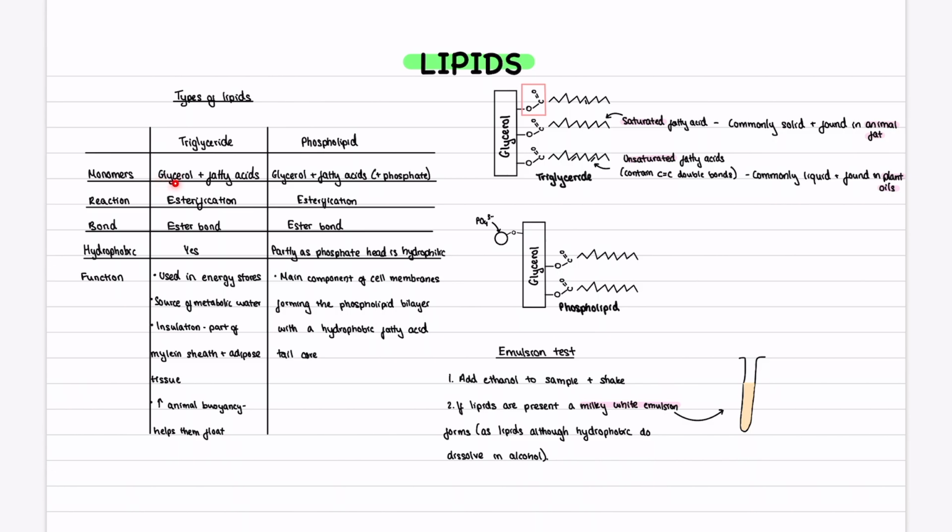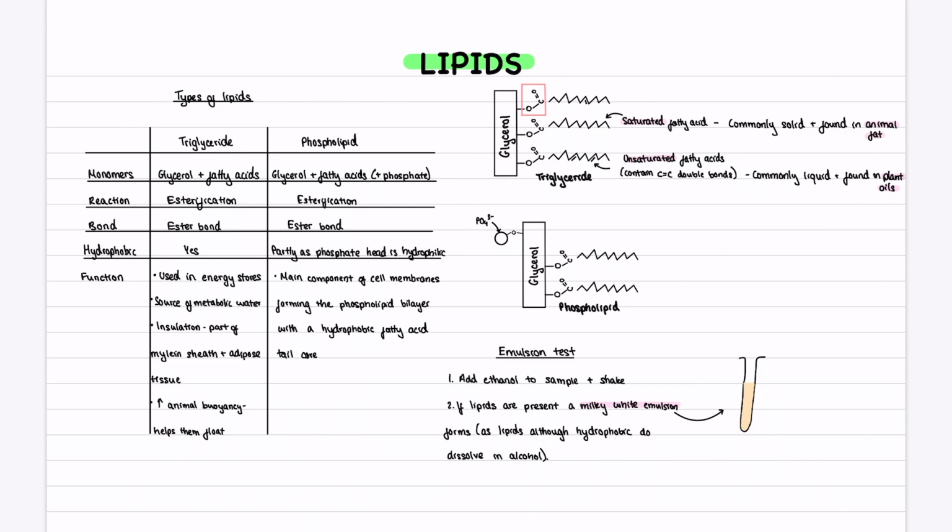Triglycerides are made up of the monomers glycerol and fatty acids. These fatty acid chains can either be saturated or unsaturated. The only difference is that unsaturated fatty acids contain carbon-carbon double bonds within its chain. These are found within plants and are mainly seen in the form of vegetable oils.